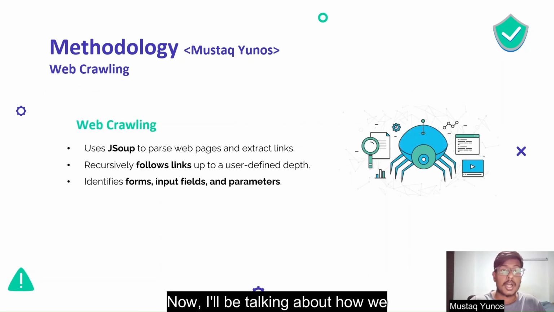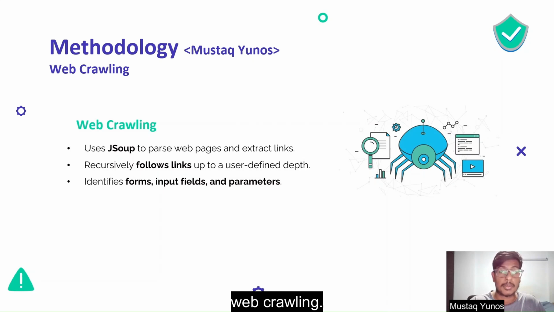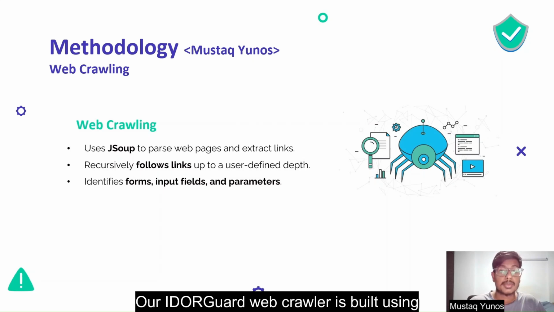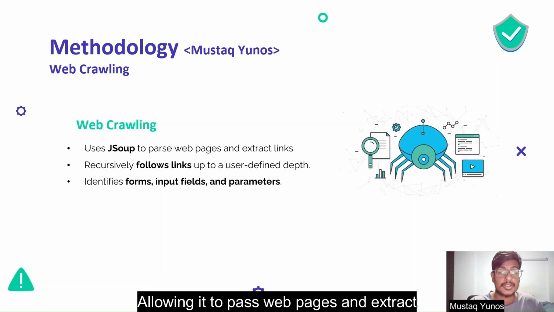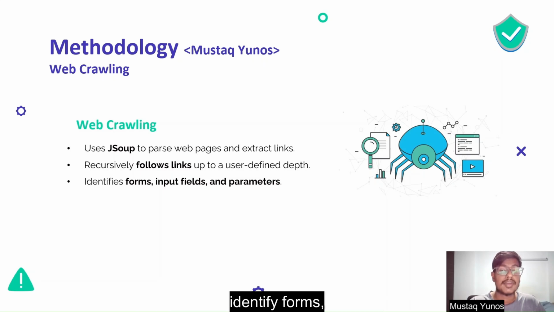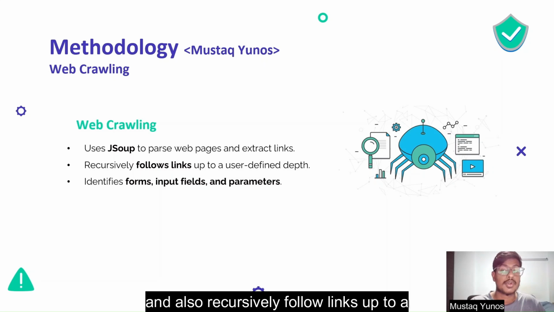Now I'll be talking about how we used web crawling. Our IDORGuard's web crawler is built using Python, allowing it to parse web pages and extract links, identify forms, input fields, and parameters, and also recursively follow links up to a user-defined depth for a deep scan.